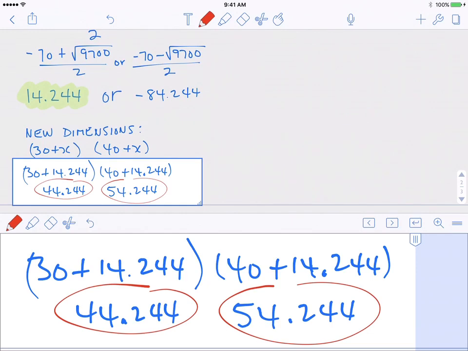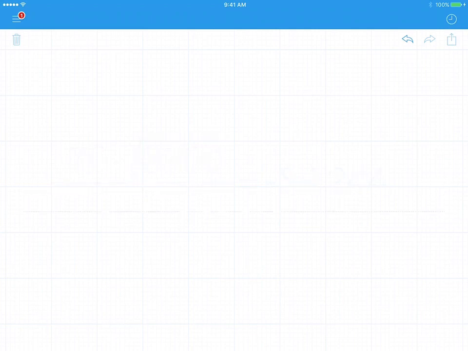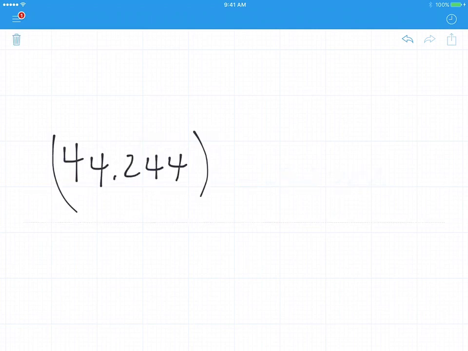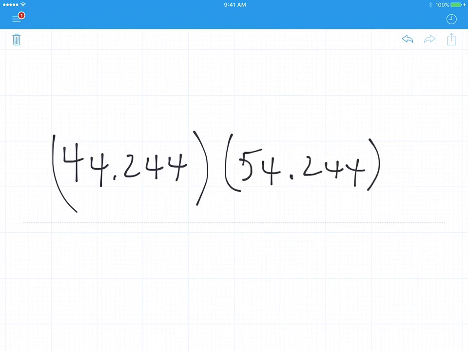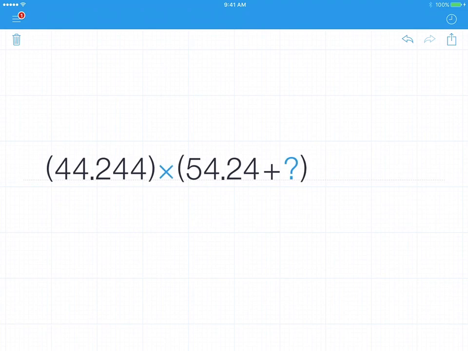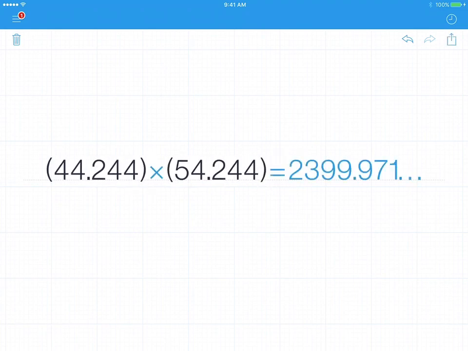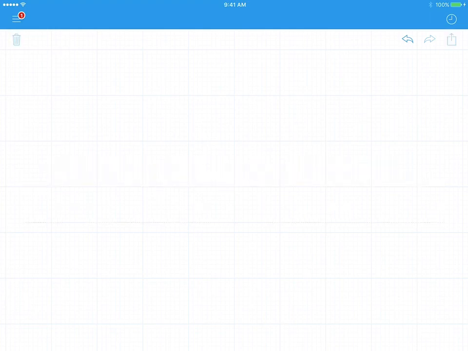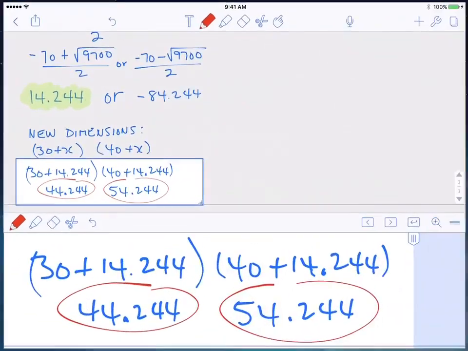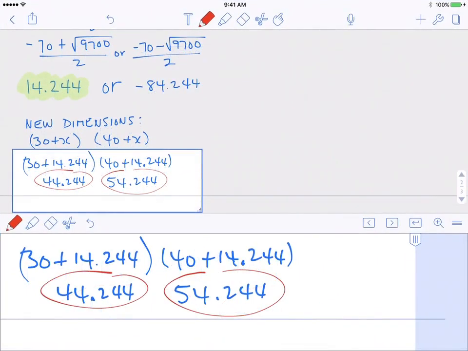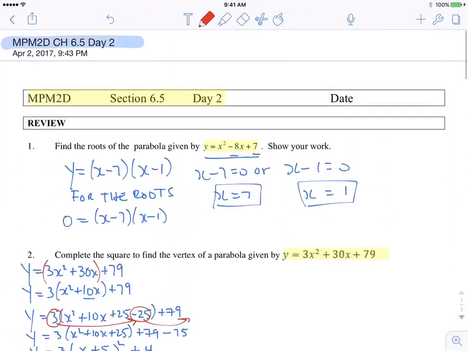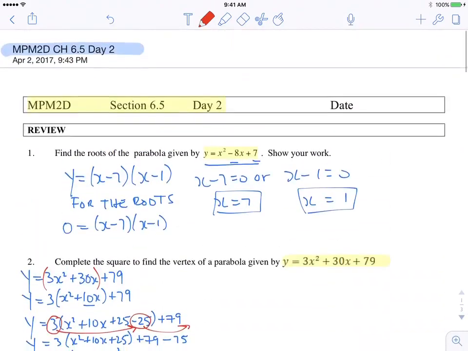But let's just double check our answer. We have 44.244 times 54.244, and let's see what that multiplies to. It comes out to 2,399.971, which is rounded to 2,400, of course. All right, so that's our lesson for today. Hope that helps. Use diagrams to help you when need be, and we'll see you in class.